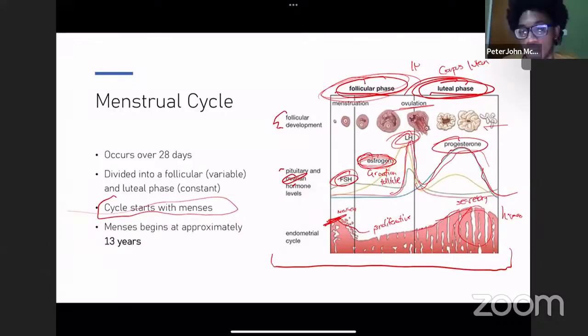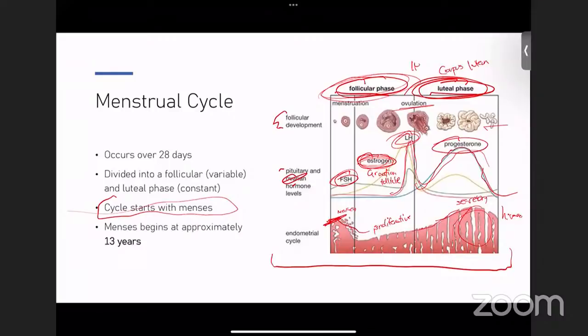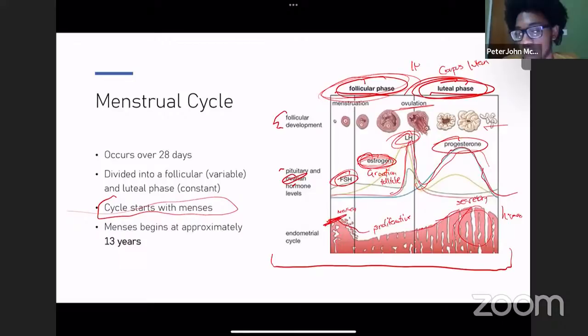So what's the next hormone? After the estrogen, now the pituitary gland secretes luteinizing hormone, which... It secretes LH.